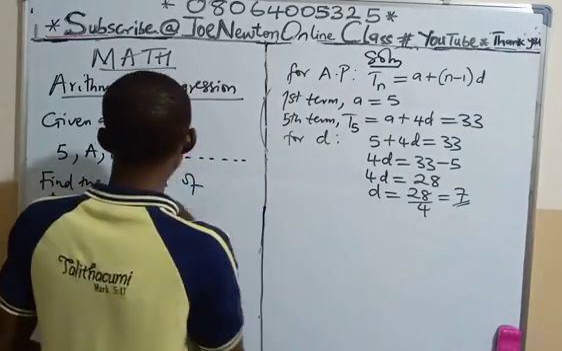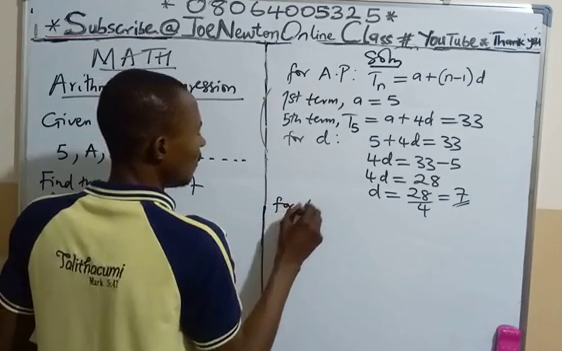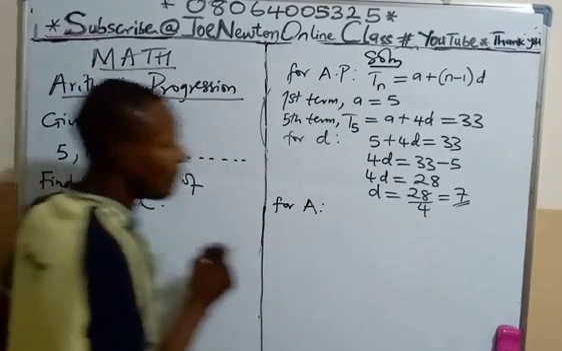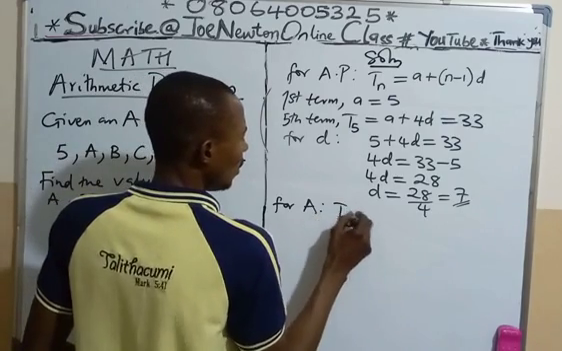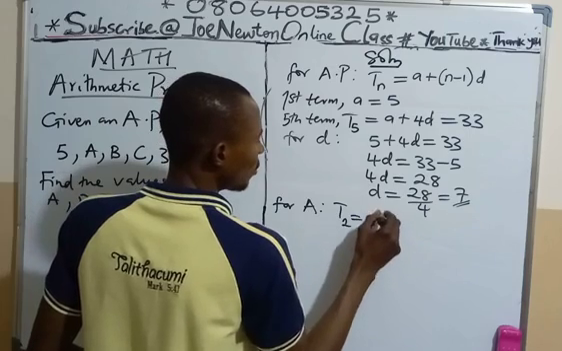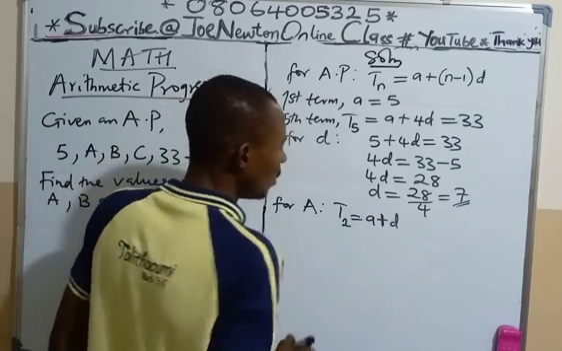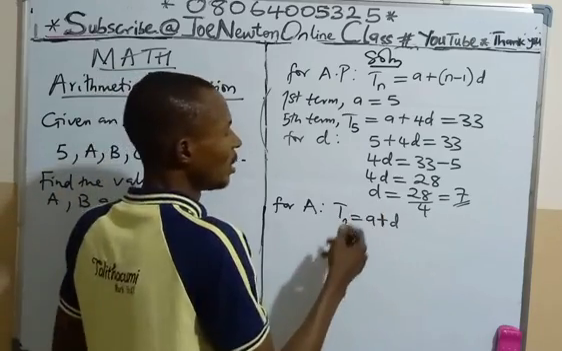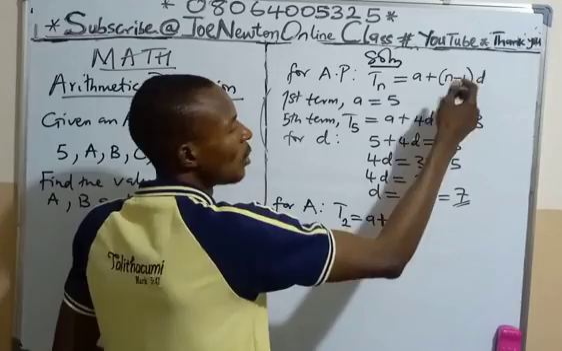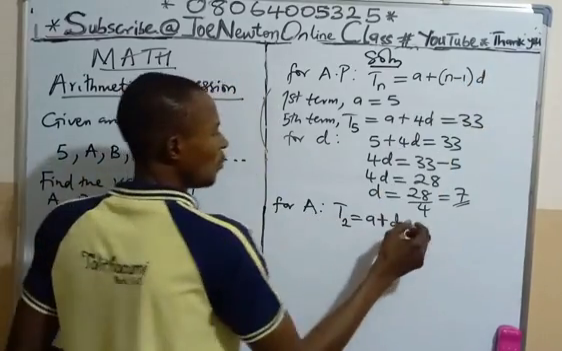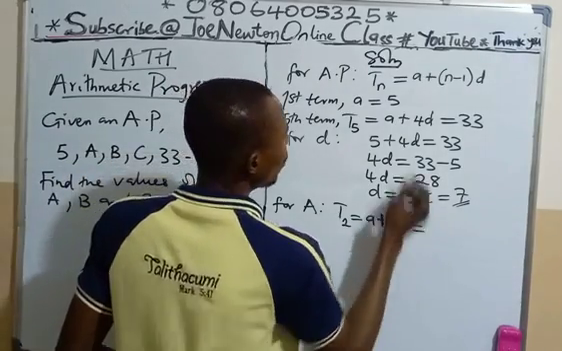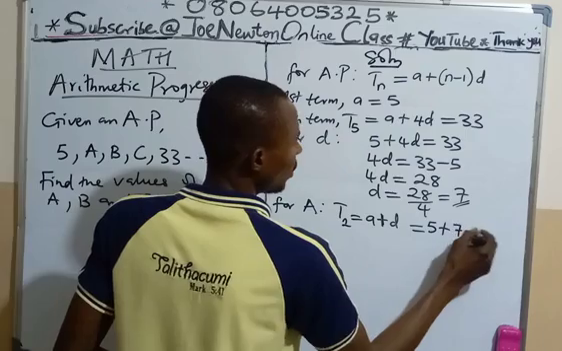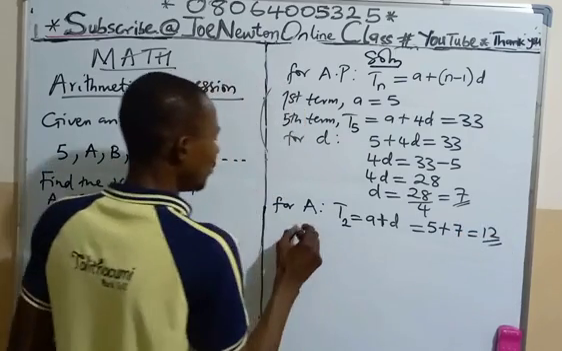Now, to find the big A, which is the second term, T2 is equal to A plus D. For the second term, it is A plus D, because 2 minus 1 is 1, and 1 times D is D. So our A is 5 plus our D, which is 7, which gives us 12.